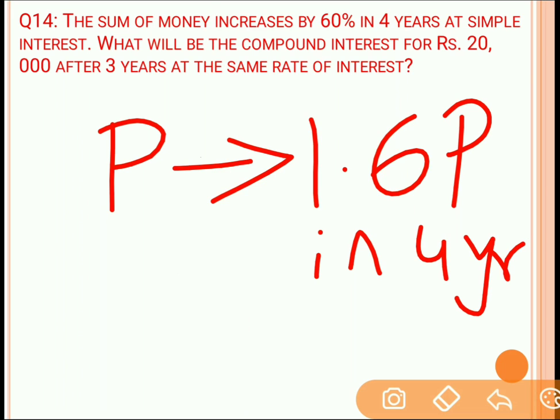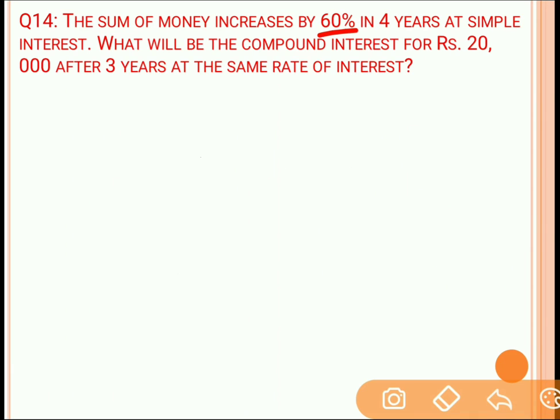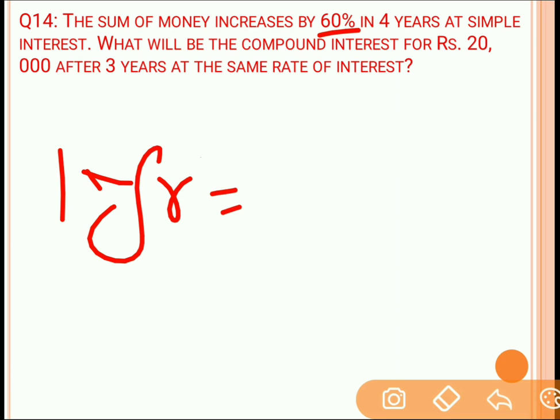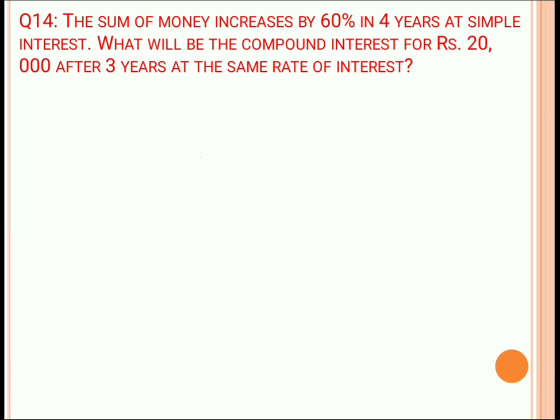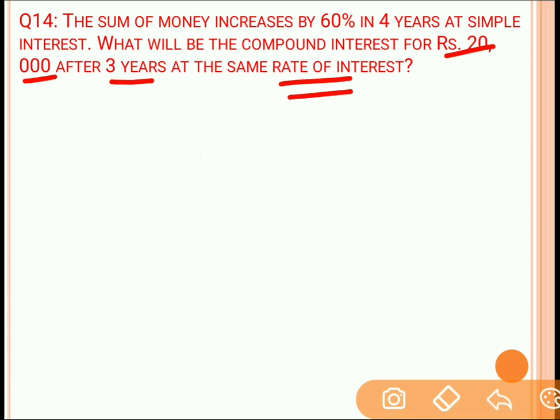Now simple interest is the same every year. So if in 4 years the principal is increased by 60%, then in 1 year the rate of simple interest will be 60% by 4, that is nothing but 15%. So 15% is the rate of interest per year at simple interest. Now we need to find out the compound interest for rupees 20,000 after 3 years at the same rate of interest. The rate of interest per annum in the previous case is 60% by 4, because every year simple interest remains the same. So 60% by 4 is nothing but 15%.